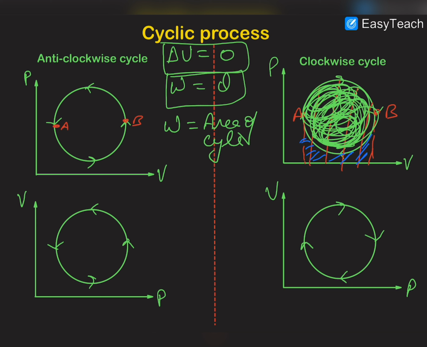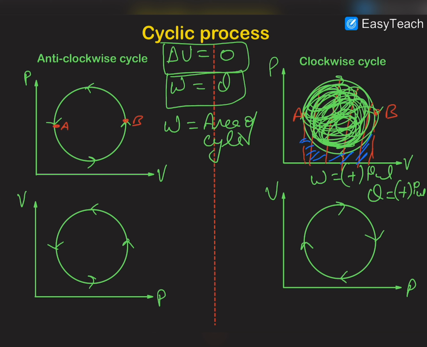Now we know that in the case when this is pressure, this is volume, and the cycle is clockwise like that, you can see that the bigger area is of positive work done. Therefore work done in this case will be positive, and therefore Q will be positive because Q is equal to work done. So heat is supplied to the gas and work done is positive. Net heat is supplied to the gas.